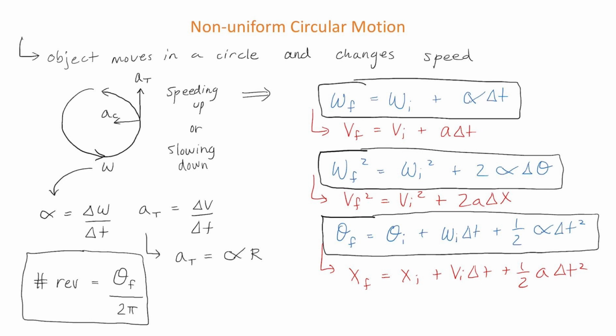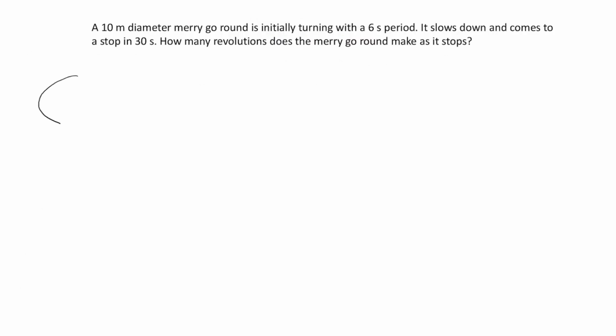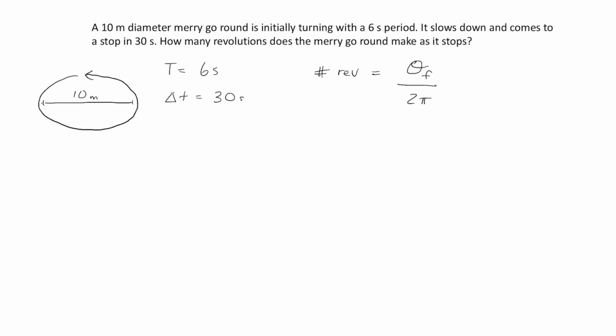Let's jump into an example to test your understanding. In this question, we are told that a 10-meter diameter merry-go-round is initially turning with a period of 6 seconds. The merry-go-round slows down and comes to a stop in 30 seconds. And we want to know how many revolutions does the merry-go-round make as it stops. Now we know we are solving for the number of revolutions. So we have to use the number of revolutions is equal to the final angular position divided by 2 pi. That means we need to solve for the final angular position.